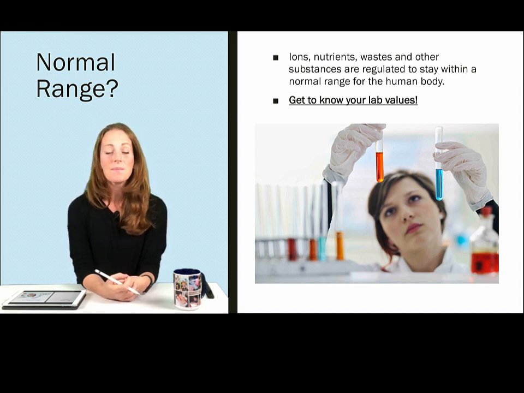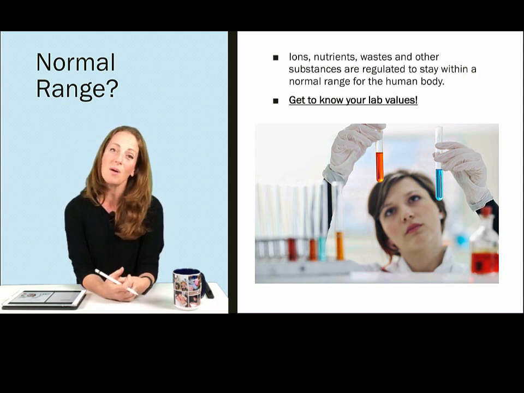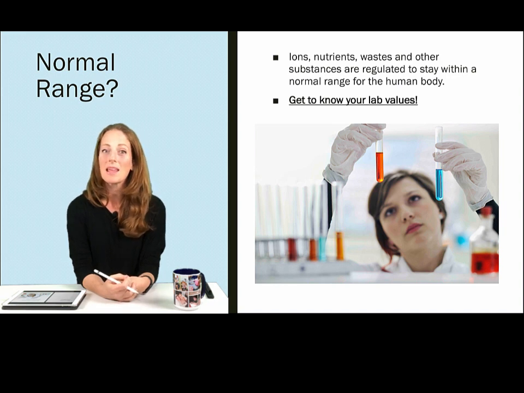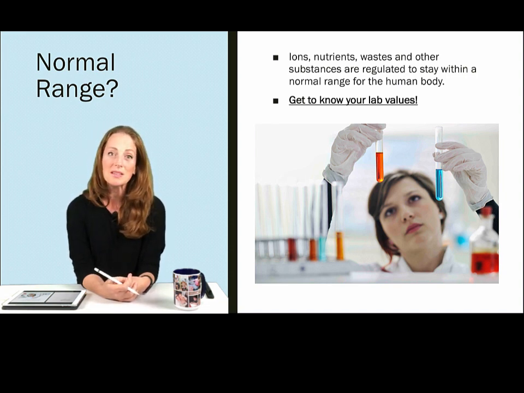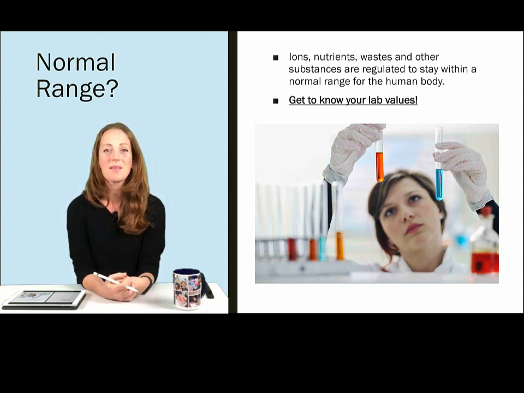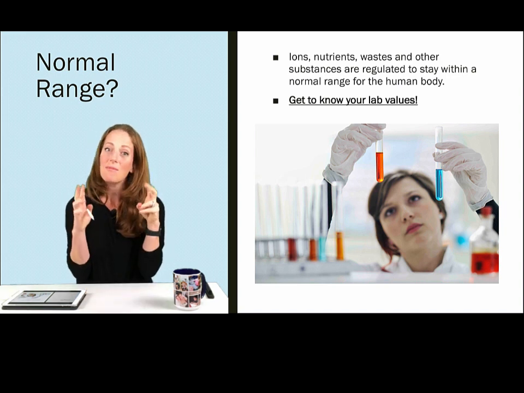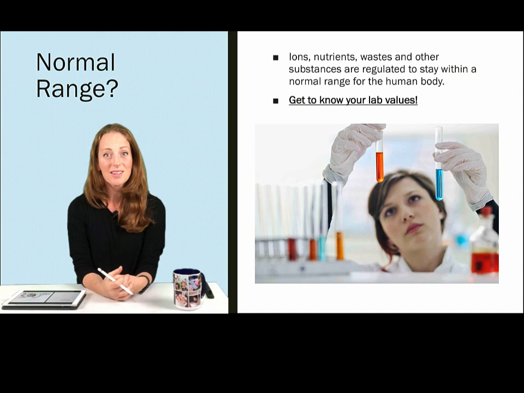So keep in mind that as we're thinking about homeostasis, this is no longer just a physical principle of balancing the body. We're now going to be learning about normal ranges of all of these molecules of interest within the body. So keep in mind your lab values as you continue through this course. Remember that ions, nutrients, wastes, and other substances are regulated to stay within a particular range within the body. And that's why we have lab value ranges, which are within a normal range, or low or high based on particular conditions.